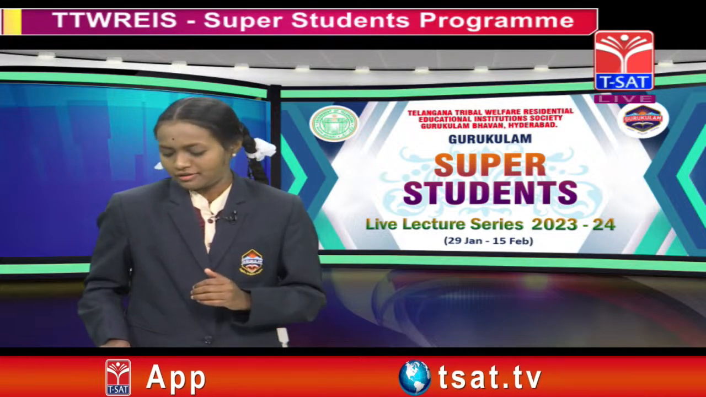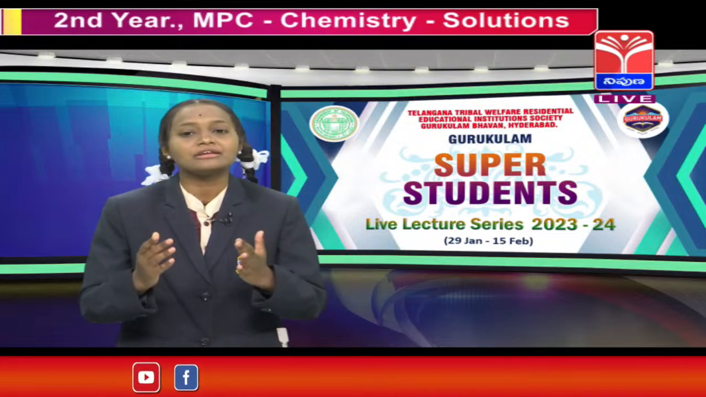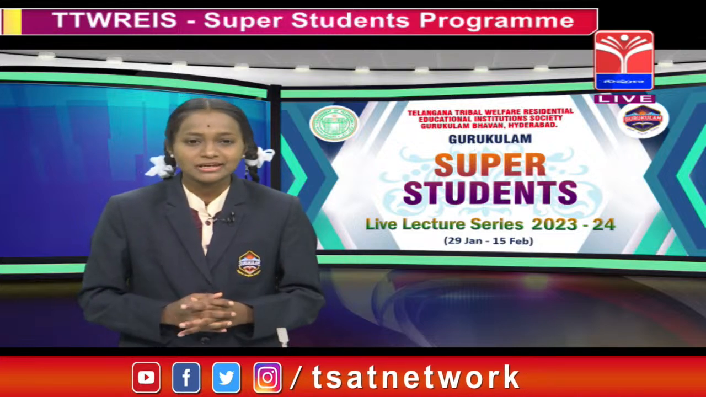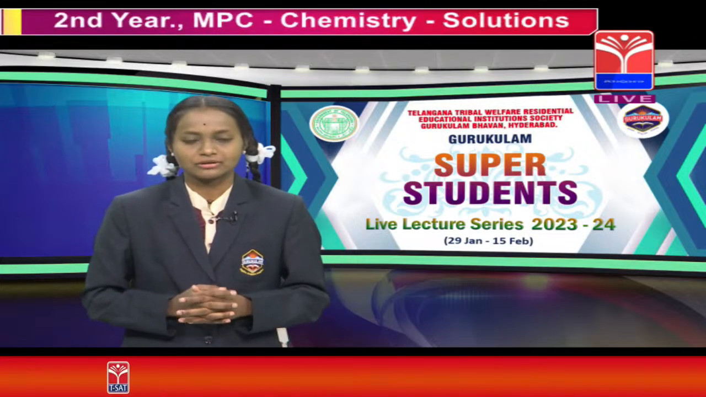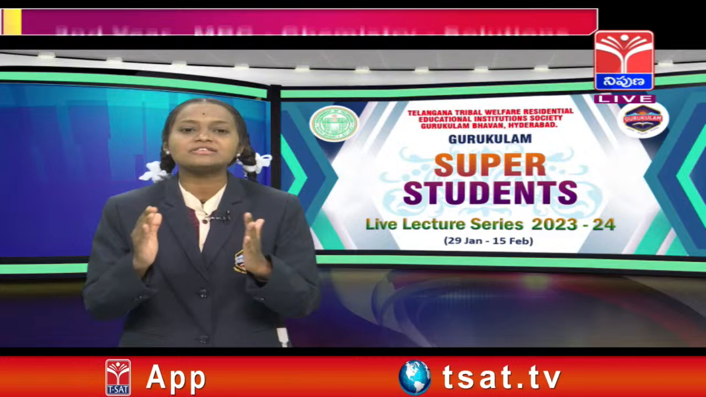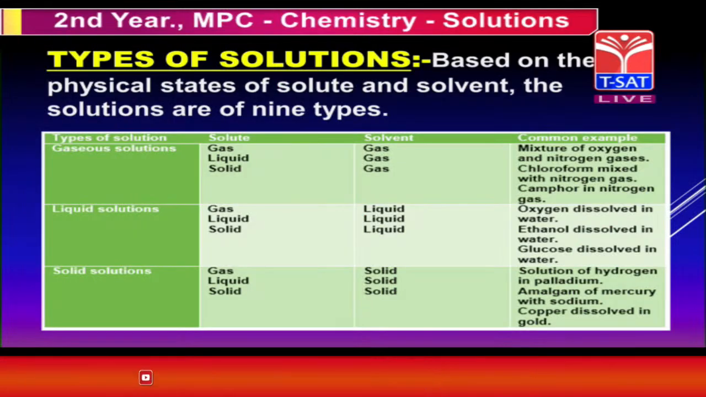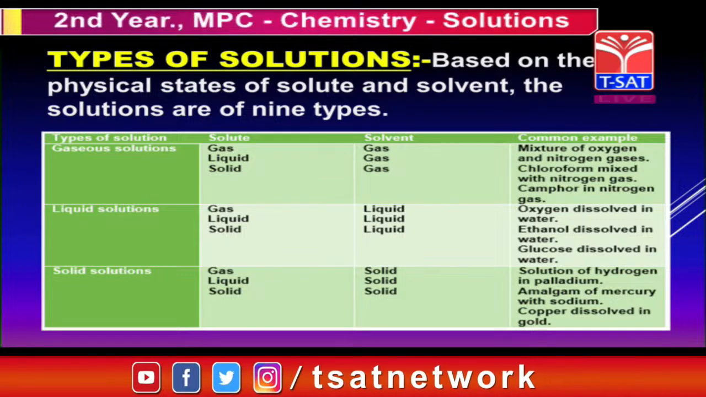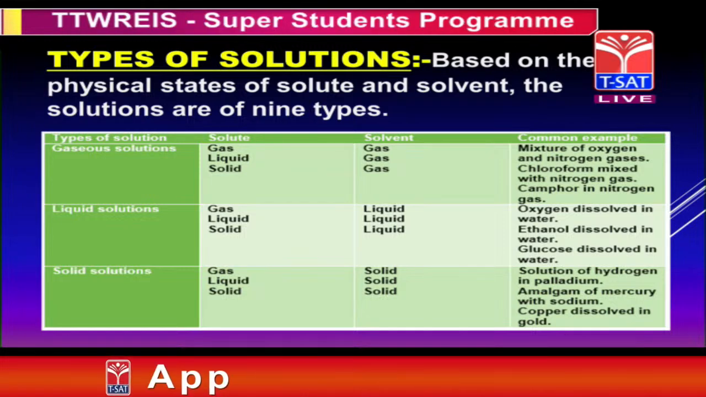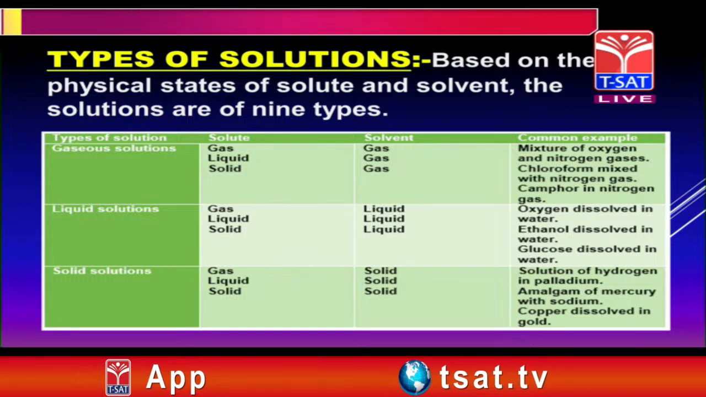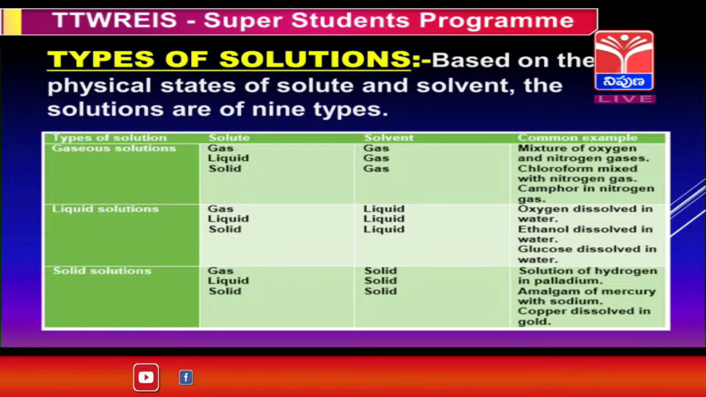As we know, there are physical states: solids, liquids and gases. So, based on the physical states of solute and solvent, the solutions are of 9 types. Let us see what the 9 types of solutions are. If you take solvent as gas, the gas mixes with gas and it gives a gas and gas solution. The best example is atmospheric air. In atmospheric air, there is the presence of hydrogen gas, nitrogen gas, oxygen and carbon dioxide. Atmospheric air is the best example for gas and gas solution.